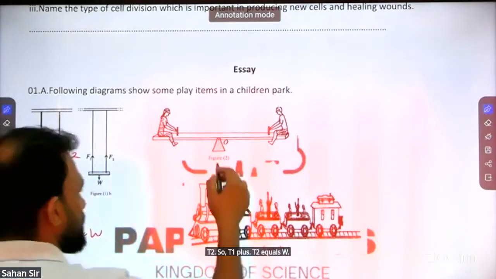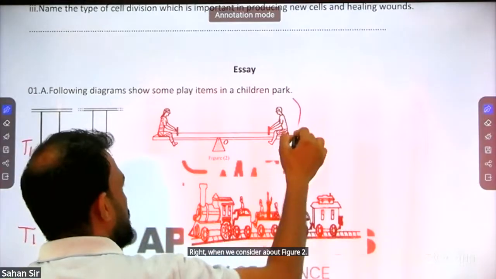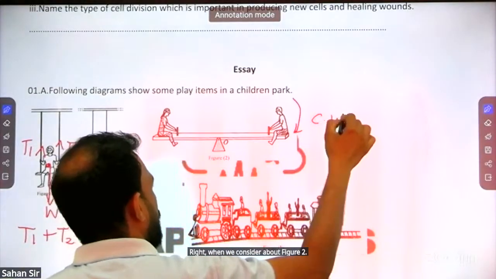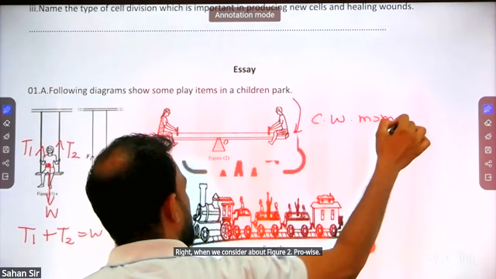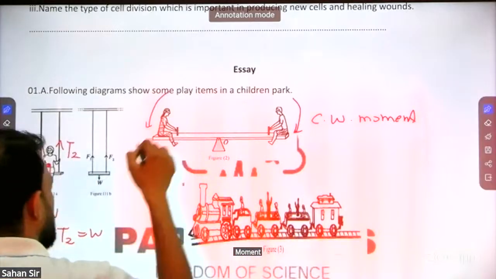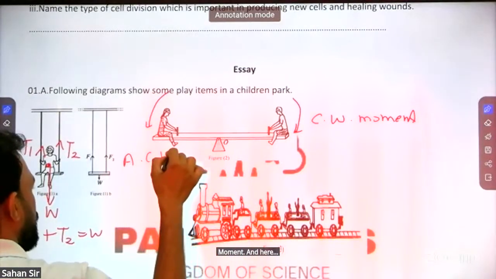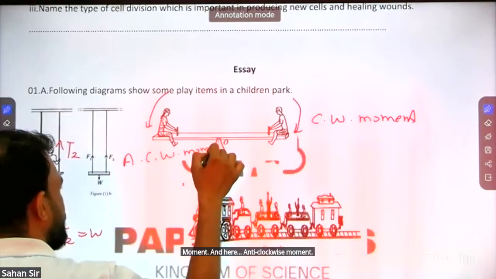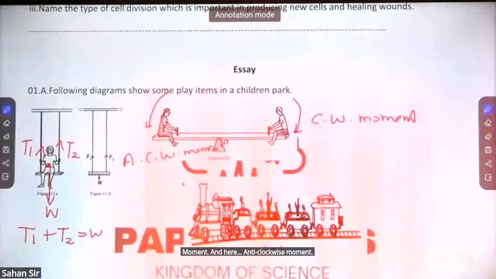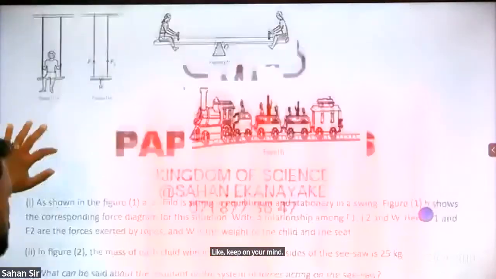Right. When we consider figure 2, there is a clockwise moment here, and here an anti-clockwise moment. Right. Keep that in your mind. Then listen to me.